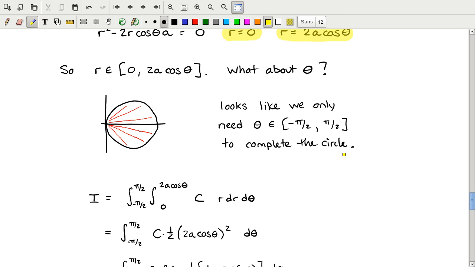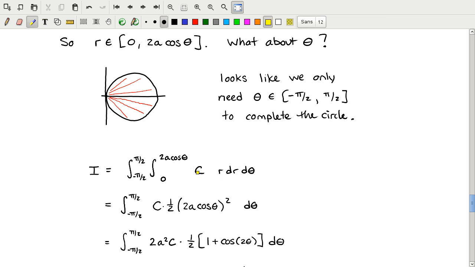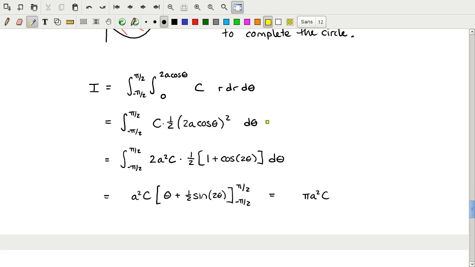So let's write this integral out. The integral is now the integral of c r dr d theta, and I write dr d theta because I first do r goes from 0 to 2a cosine theta, and then at the end, theta goes from minus pi over 2 to pi over 2. So there's a little bit of manipulation that we have to do here. We first integrate r dr, and we get 1/2 r squared, which is evaluated from 0 to 2a cosine theta. So that's going to be 1/2 (2a cosine theta) squared. That's what I've written here.